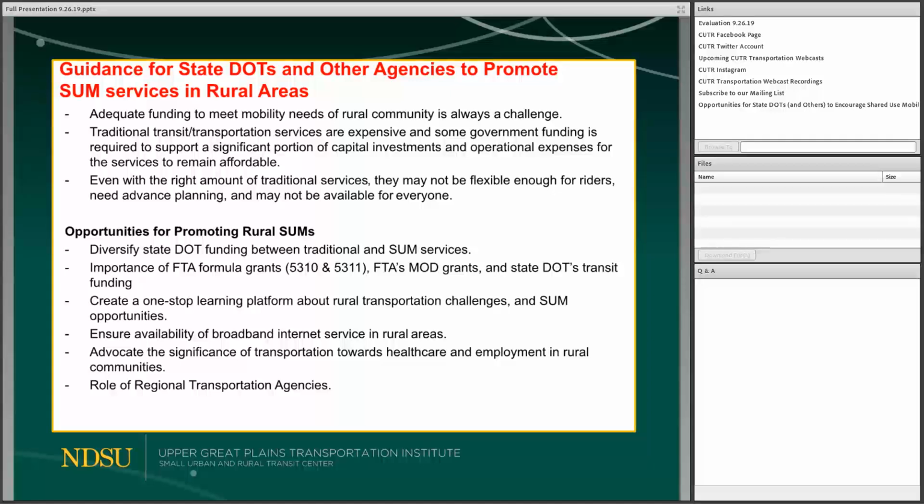And regional transportation agencies also have a big role to play if they want to test out innovative transportation services in one of the rural communities in their jurisdiction, see how it performs, and maybe use the model in other rural communities in their jurisdiction. So they could also have a big role to play to promote rural SUMs.